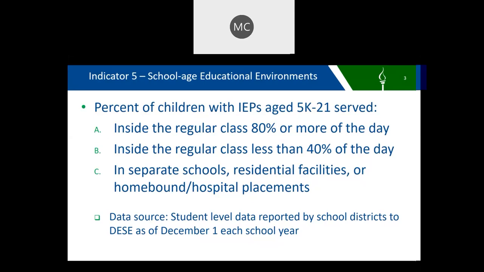A is the percent of children with IEPs served inside the regular class 80% or more of the day. B is the percent of children inside the regular class less than 40% of the day. C is the percent of children in separate schools, residential facilities, or homebound hospital placements. The data source is student-level data that is reported by school districts to DESE as of December 1st each year.